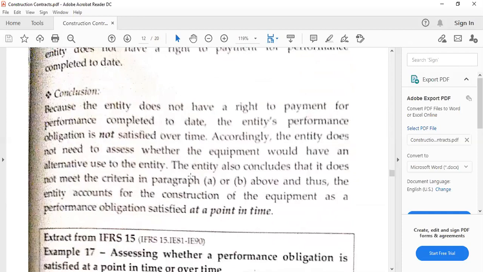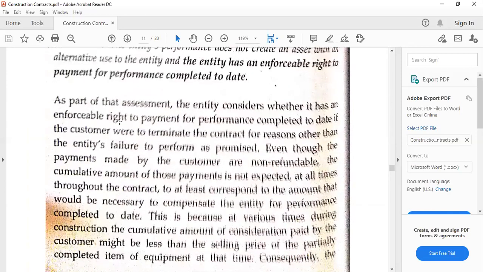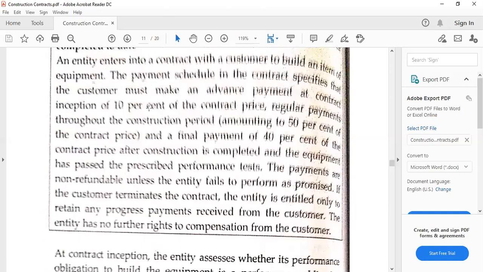So if that's the case though, but if you look at the conclusion, because the entity does not have a right to payment for performance completed to date, the entity's performance obligation is not satisfied over time. All right, so let's check. Even though the payments made by the customer are non-refundable, the cumulative amount of those payments is not expected at all times throughout the contract to at least correspond to the amount that would be necessary to compensate the entity for performance completed to date. All right, so that's the analysis. Let us check here.